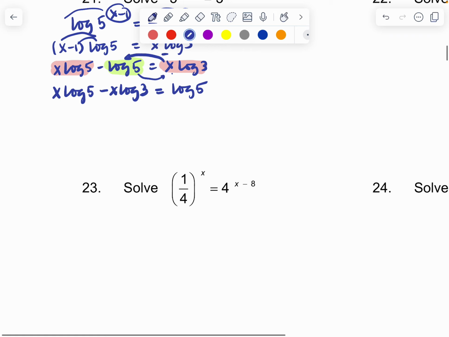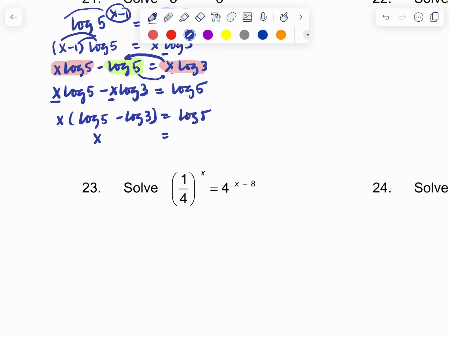Now on the left-hand side, my goal is to solve for x. So because both of these terms have an x, I can factor it out. Then I'm left with log 5 minus log 3 equals the log of 5. And then if I want to solve for x, I basically just divide by all of this. So you're going to have log of 5 divided by, and make sure you put it in parentheses, log of 5 minus log of 3.